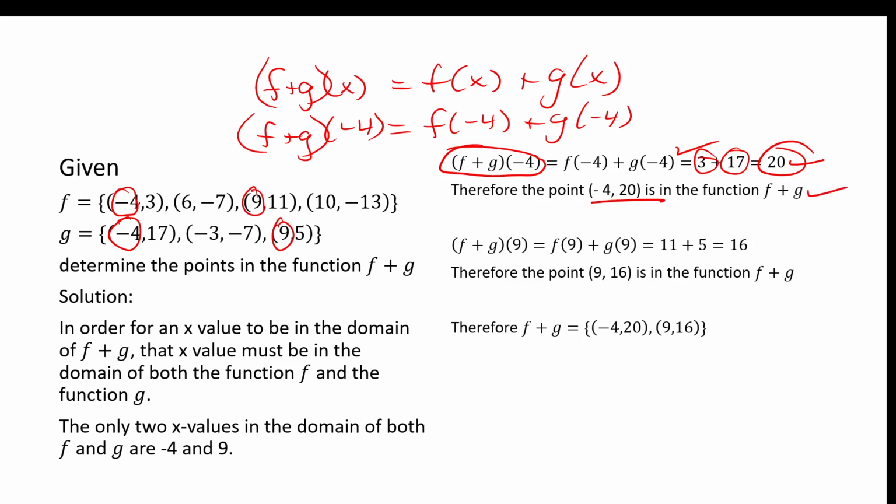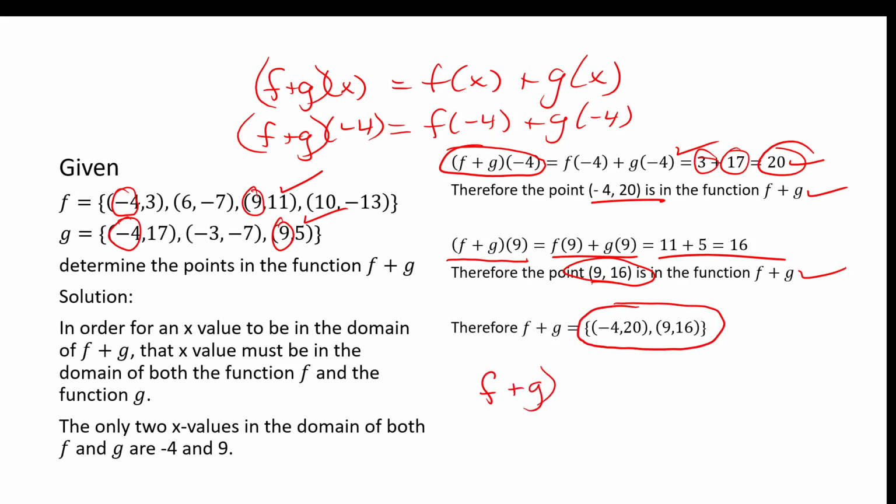function f plus g. And similarly, f plus g of 9 will be f of 9 plus g of 9. F of 9 is 11, g of 9 is 5. So f of 9 plus g of 9 is 11 plus 5, or 16. And so the point (9, 16) is in the function f plus g. So there's only two points in that function.